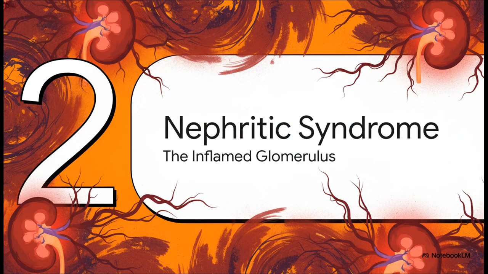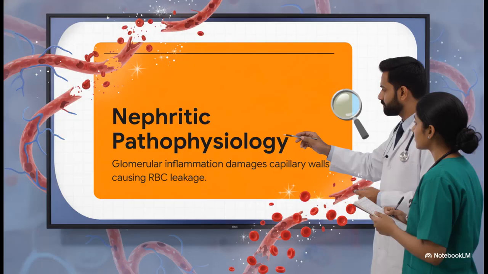Part 2. Nephritic syndrome, the inflamed glomerulus. Let's focus entirely on this first clinical presentation, the angry kidney. When we look at the primary pathophysiology of nephritic syndrome, it all starts right at the glomerulus. The glomerulus becomes actively inflamed, and because of this severe inflammation, there's actual physical damage happening to the capillary walls. Imagine the tiny blood vessels inside the kidney basically getting battered and breaking down. Naturally, when a capillary wall is damaged like that, red blood cells escape. They just leak right out of the bloodstream and directly into the urinary tract.